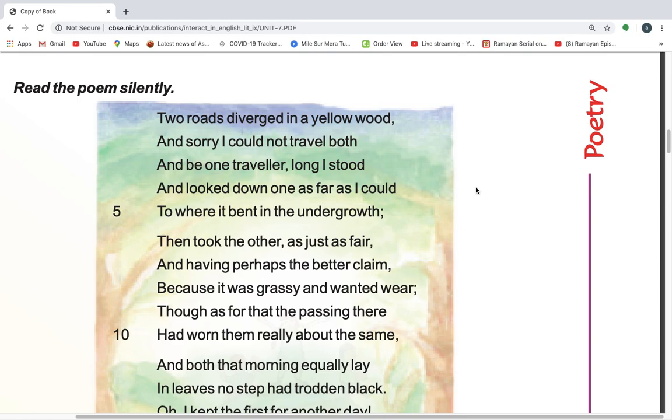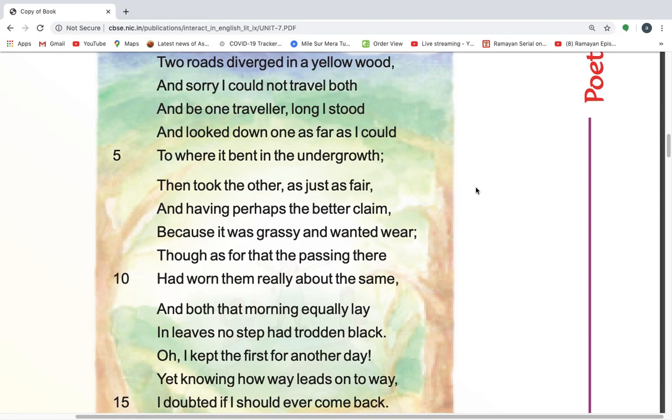So he took the path and he found that both the paths are quite the same, and he is trying to decide which has the better claim, meaning which path would be more profitable to him. So he thinks that one of the roads is grassy. Grassy means no one had walked on that path. So he wanted to take that path. And the other road was also quite the same.